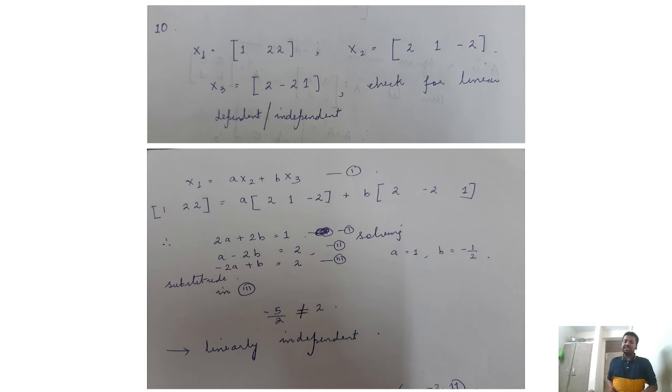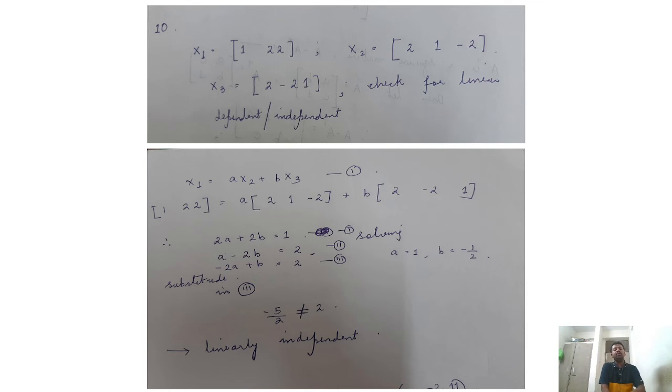So replace the values of x1, x2 and x3 by the vectors that we have, that is (1, 2, 2) equals a into (2, 1, 2) plus b into (2, minus 2, 1). Now from this we can write three equations. The first equation is 2a plus 2b equals 1. I think everyone is clear how the equations are written. It's very simple. The next equation is a minus 2b equals 2, and the third equation is minus 2a plus b equals 2.